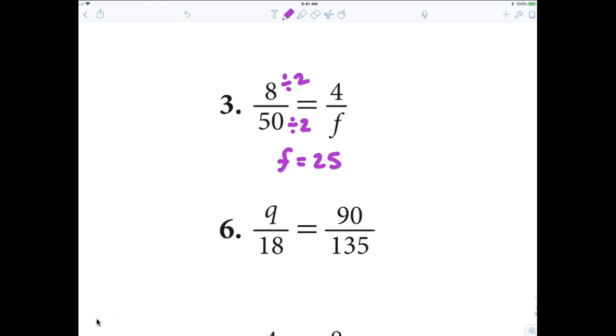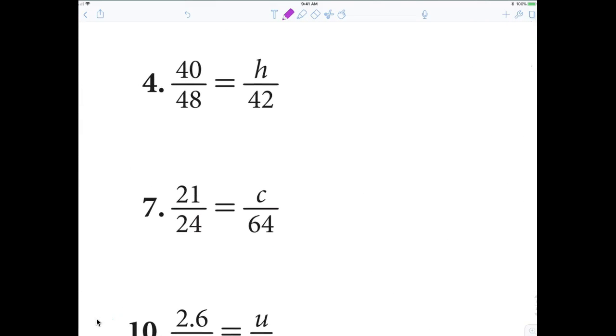All right, let's go to number 4. I don't really see anything easy on that. So now we're going to cross multiply. So what two numbers am I going to multiply? Yep, very good. 48H is equal to, now what else am I going to multiply? You're going to multiply 40 times 42. Yes, very good. Now what is that? 16,000. Not it.